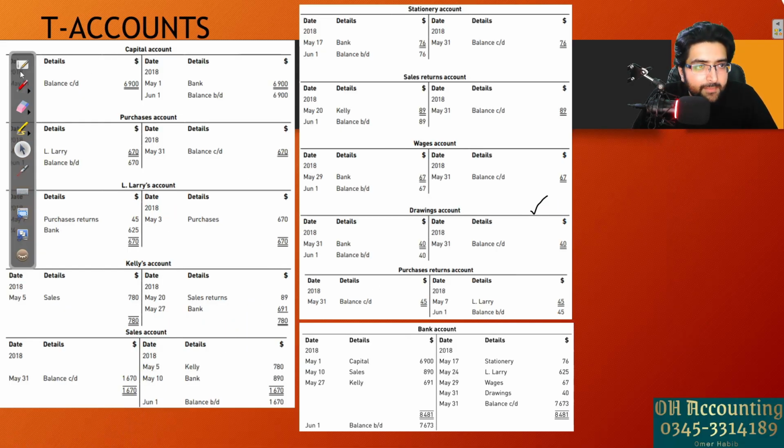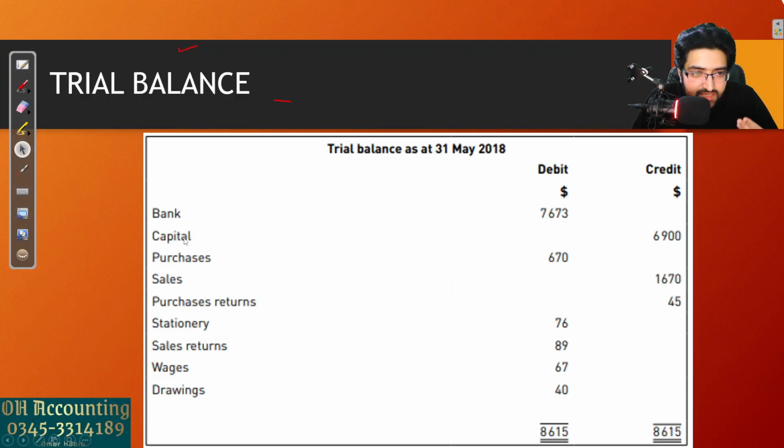Okay, let's look at capital now. Capital had a final balance of 6900. This is the capital account. Final balance is 6900 on the credit side. So in the trial balance, capital, see, this is the name. Let me highlight this. Capital name is written here, and the final balance, as you can see, is 6900 and it's mentioned in the credit column. So very simple. You understand now. Trial balance is simply a list of the final balances of our T accounts.